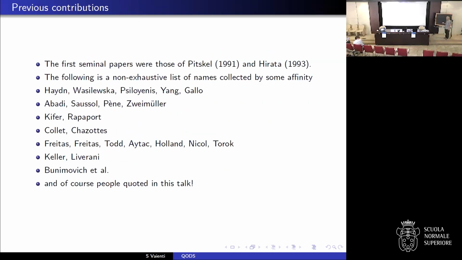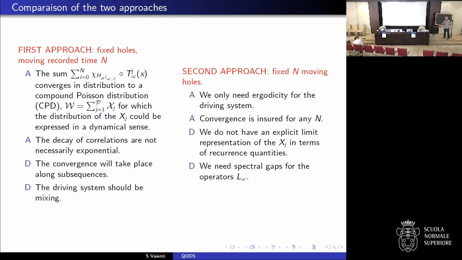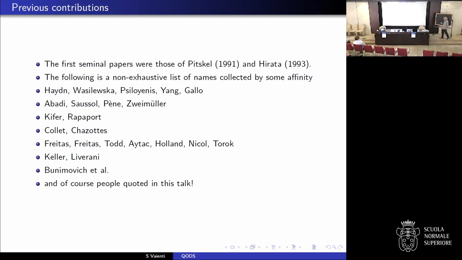Yes, just a few words about previous contributions in this field. As far as I know, the first two papers which dealt with this kind of argument, Poisson in particular for dynamical systems, were by Pitskel and Hirata in '93. Two years later, we saw Hirata in Marseille, and we began to work on this problem. Here is a list of people who worked on this, and I tried to collect them according to some affinity. I didn't put my name here, nor the names of the other collaborators who are here, because they are here.